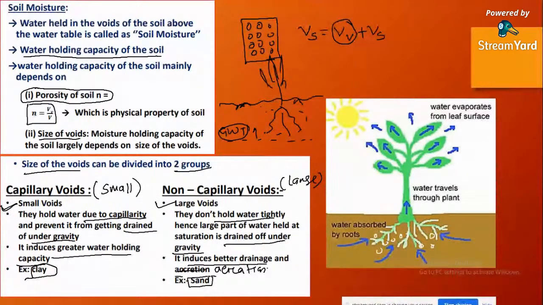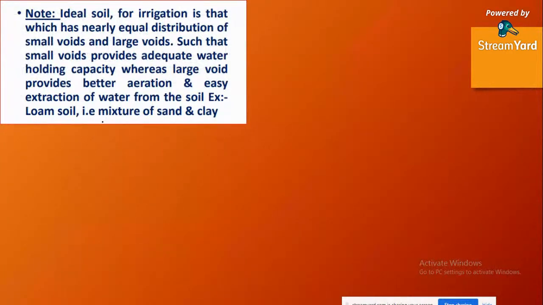But we require a soil to be a mixture of clay and sand, because we do not want the voids to be very small and we do not want the voids of the soil to be very large. We want a mixture of the small and larger voids. So the ideal soil for irrigation or for farming is the one with a nearly equal distribution of small voids and larger voids, such that the small voids provide adequate water holding capacity. Okay, it can retain the water for a longer period of time.